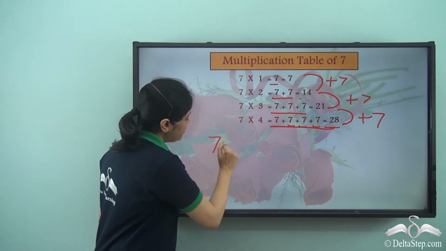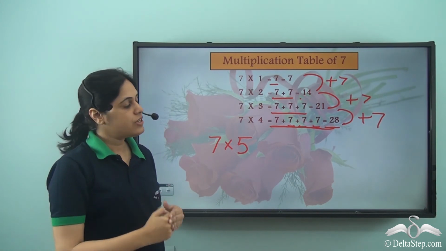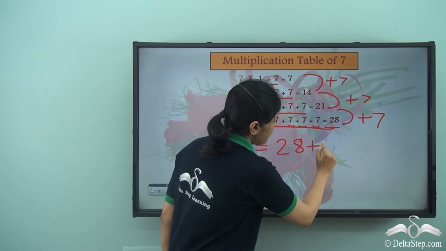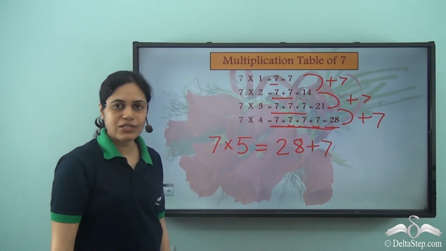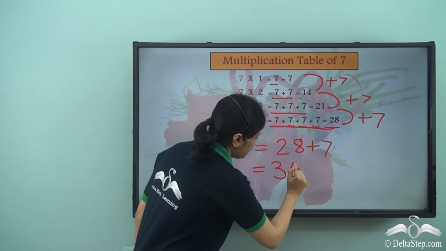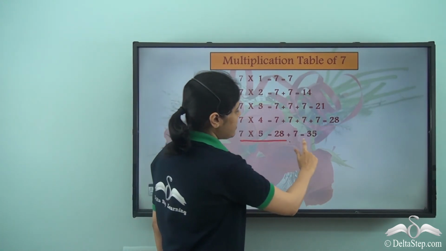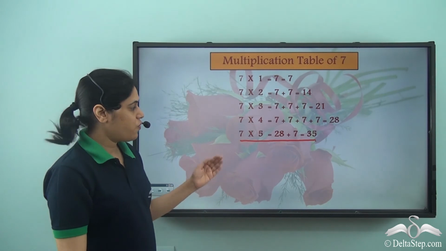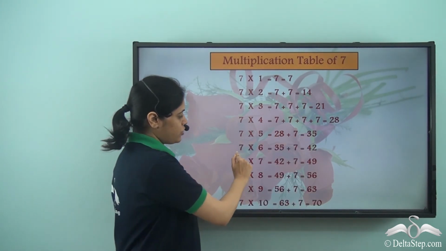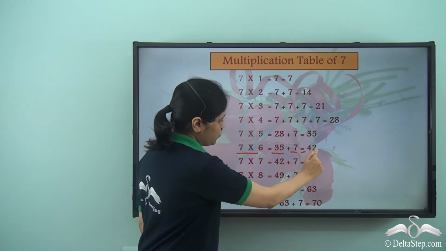So can you tell me what will be 7 into 5? 7 into 5 will be 28 plus 7. It will be 7 more than this. 28 plus 7 is 35. So 28 plus 7 is 35. What will be 7 into 6? 7 more than this. So 7 into 6 is 35 plus 7, which is 42.